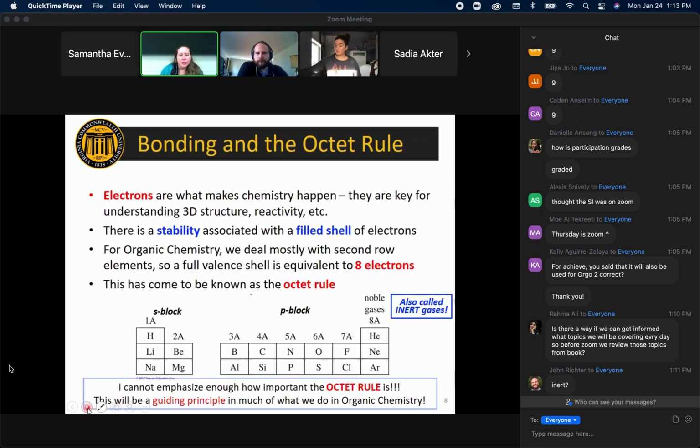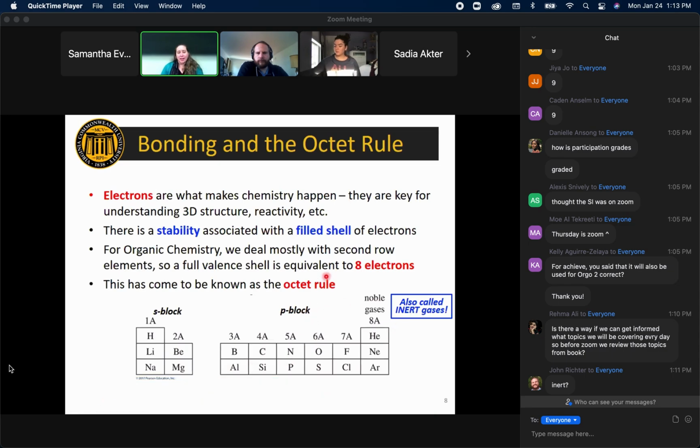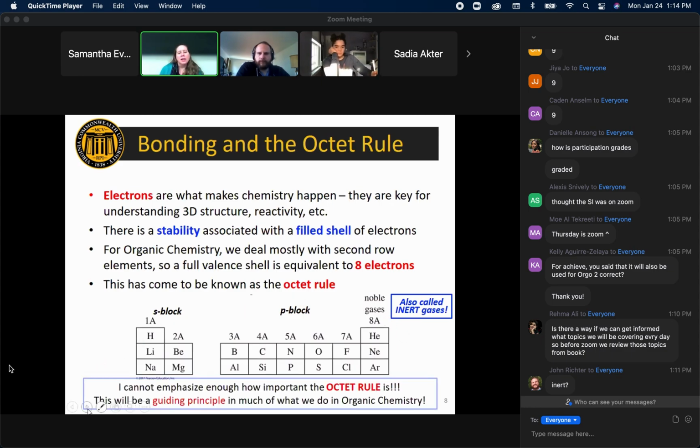Okay, so back to the octet rule. Hopefully everybody understands 8 electrons to fill a valence shell. Again, hydrogen only needs 2 electrons, but you'll often still hear me call it an octet, even though it's 2 electrons. And here's a big key point in a box. I cannot emphasize enough how important this octet rule thing is. This is going to underlie and guide a lot of what we do in organic chemistry. It's going to be essential for knowing whether or not you've drawn a structure correctly, for understanding where the electrons are in a structure if they're not all showing to you on a drawing.